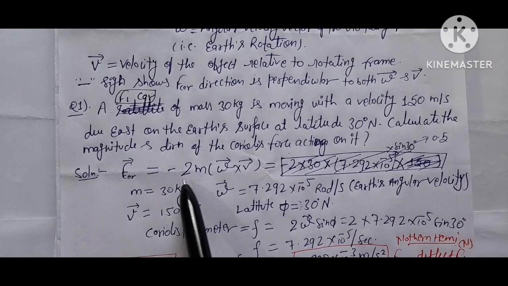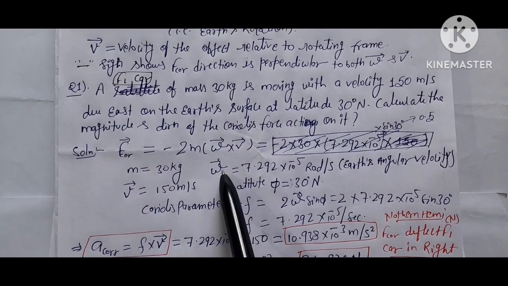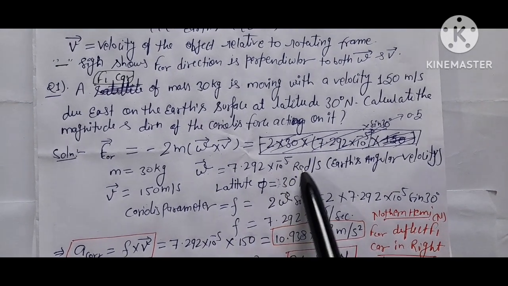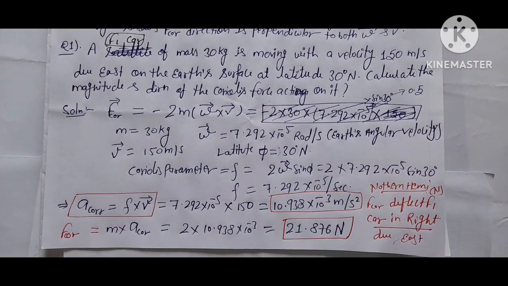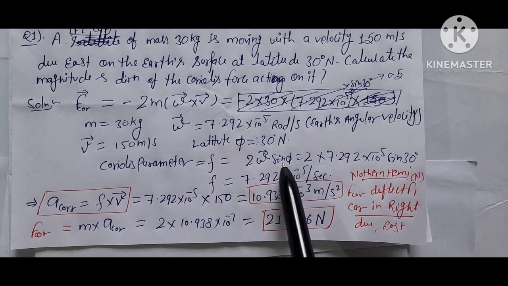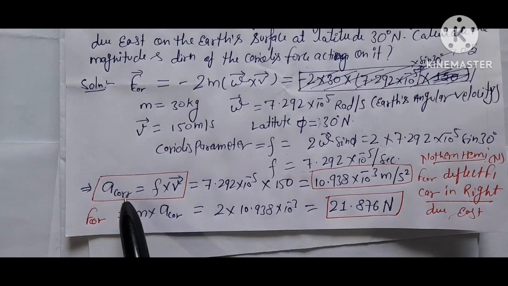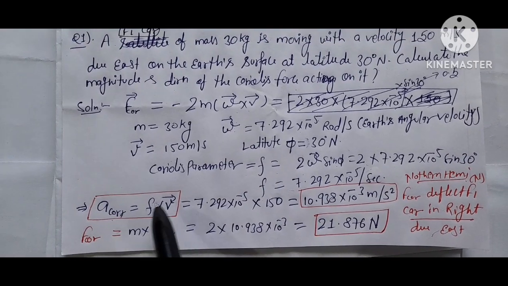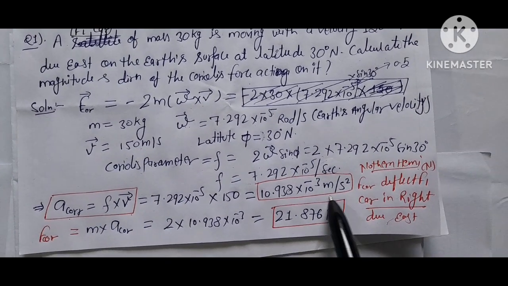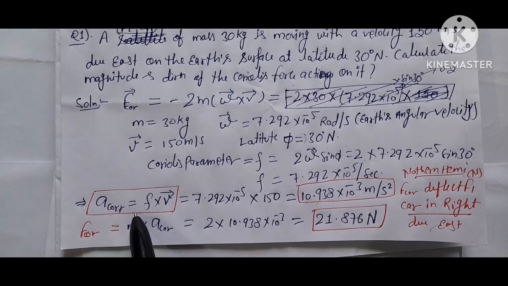So Coriolis force equals minus 2m omega cross v, and you have all the values here. Earth's angular velocity equals 7.292 times 10 to the power minus 5 radian per second, latitude 30 degrees. If you calculate the Coriolis parameter, f equals 2 omega sine phi, with phi equal to 30 degrees, after calculation you get this value. So the Coriolis acceleration equals the Coriolis parameter times velocity 150, which gives 10.938 times 10 to the power minus 3 meter per second squared. This is the Coriolis acceleration.